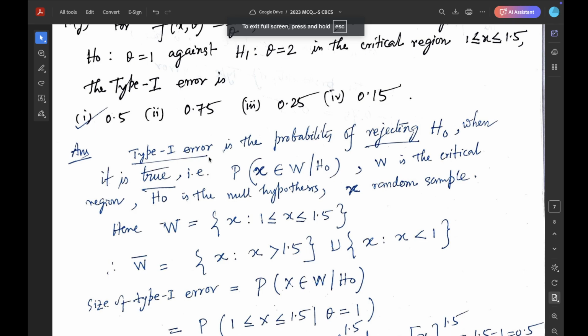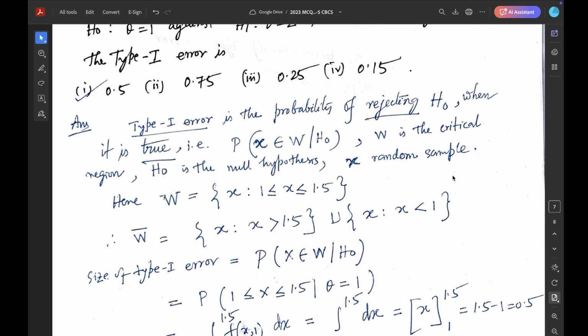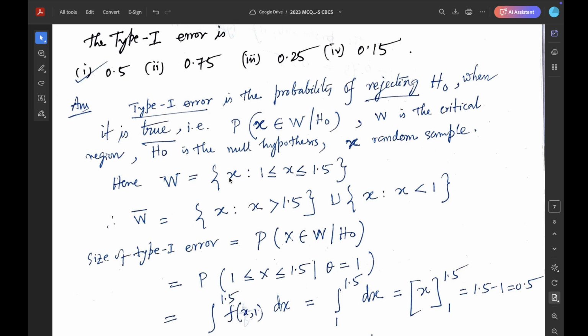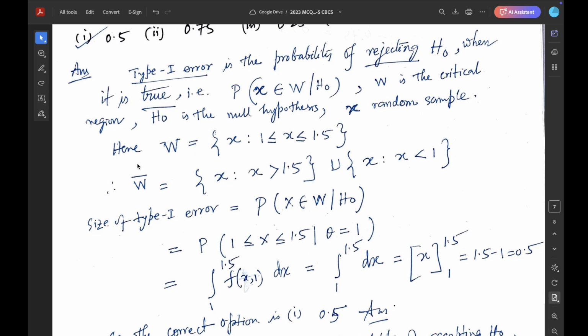Now we know the type 1 error is the probability of rejecting H0 when it is true. That is, we write the probability that this random variable x belongs to the critical region W when H0 is true, H0 being the null hypothesis and x the corresponding random sample. Here W is the set of x such that 1 less than or equal to x less than or equal to 1.5. So W bar is the set of x such that x greater than 1.5 union x less than 1.